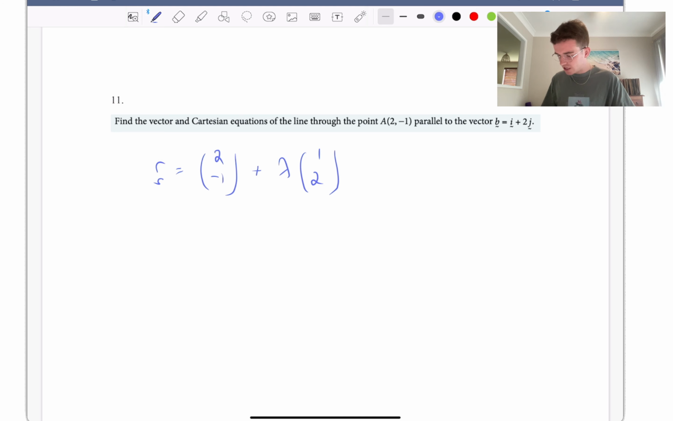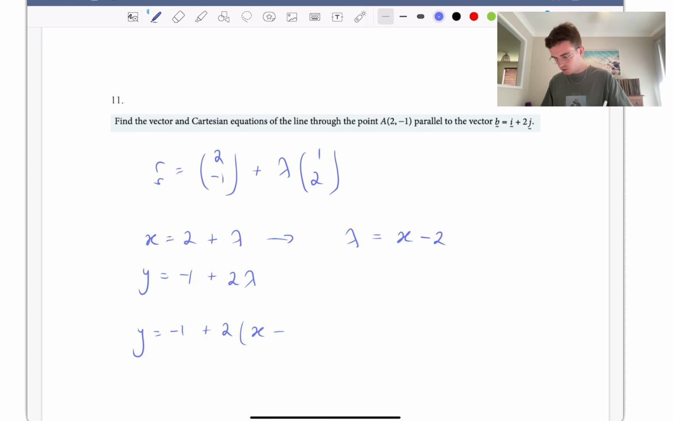Let's find the Cartesian equation. To find the Cartesian equation, we parameterize. So x is 2 plus lambda, and y is minus 1 plus 2 lambda. And we just need to solve. From here, lambda is equal to x minus 2. If we put that in, we get y is equal to minus 1 plus 2 lots of x minus 2, which gives us y is equal to 2x minus 5.